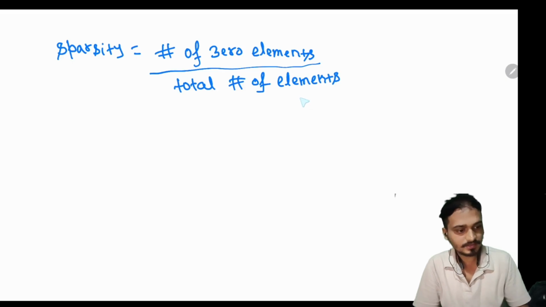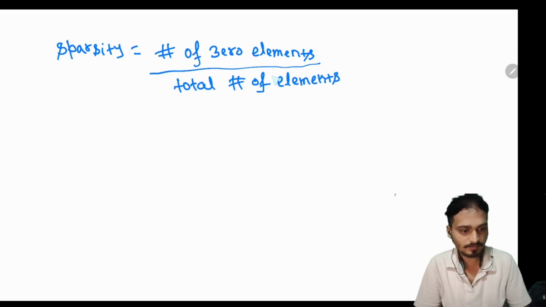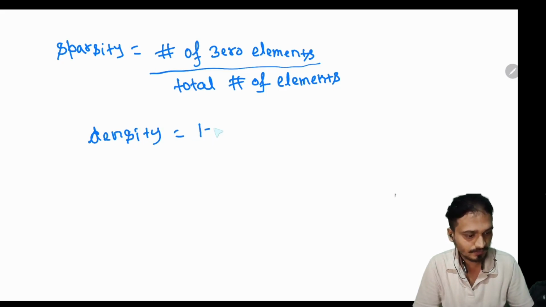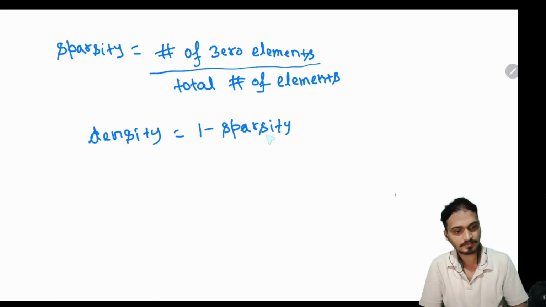So this will be the sparsity, the number of zero elements divided by the total number of elements. We also have a term, density. Density is basically 1 minus sparsity. So this will be density.